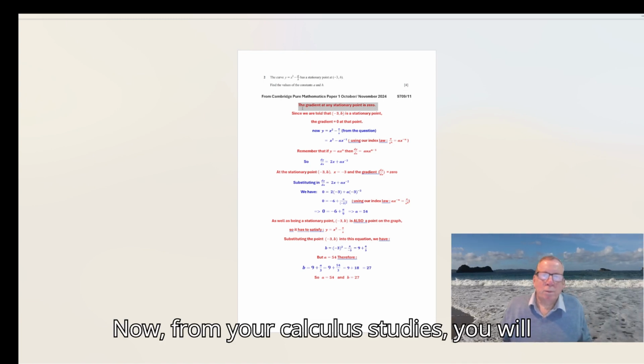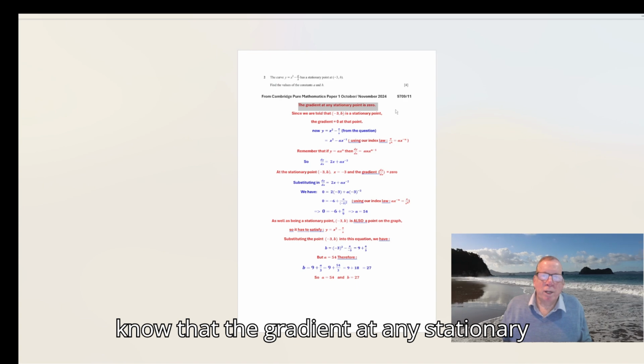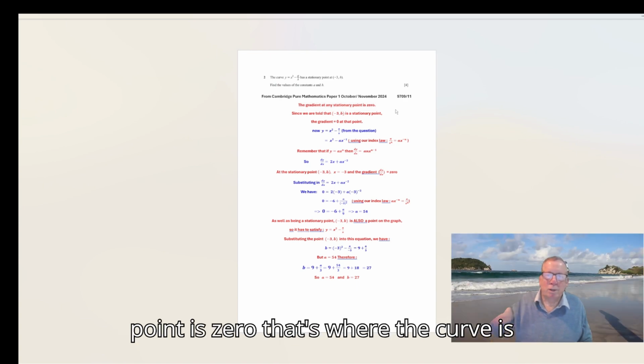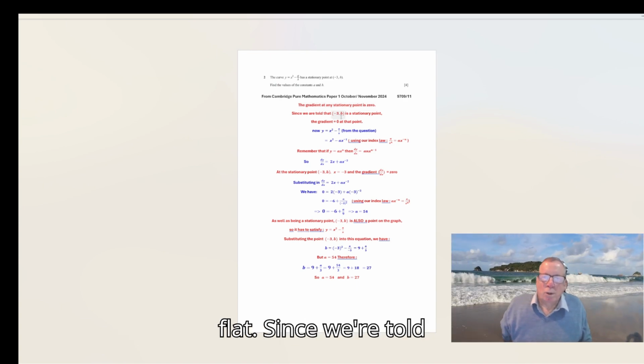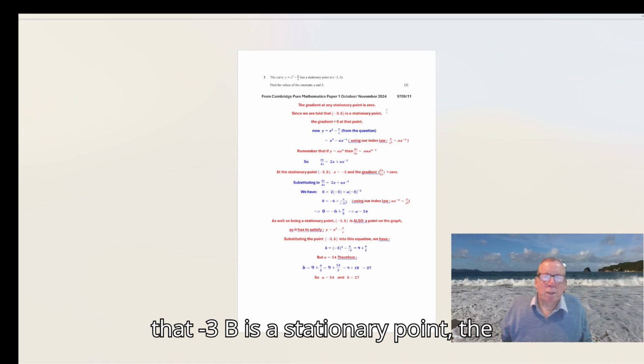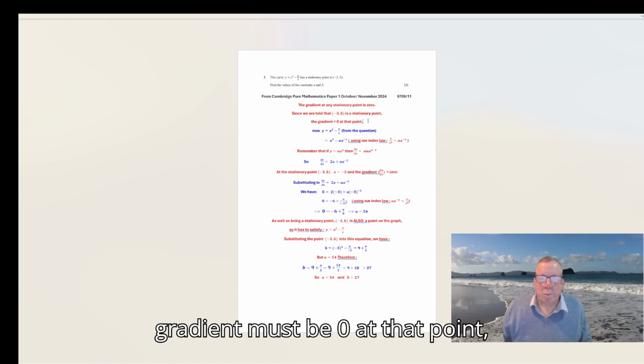Now from your calculus studies you will know that the gradient at any stationary point is 0. That's where the curve is flat. Since we're told that (-3, b) is a stationary point, the gradient must be 0 at that point.